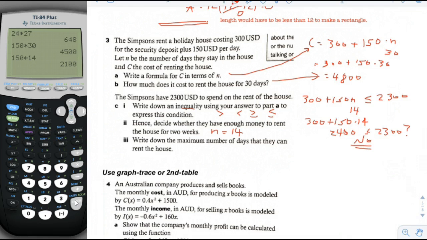Write down the maximum number of days they can rent the house. Well, you know, they almost had enough for 2 weeks. Instead of 14 days, they had enough for 13 days, right? Because they were only $100 short. All right. And you could do that with your calculator.